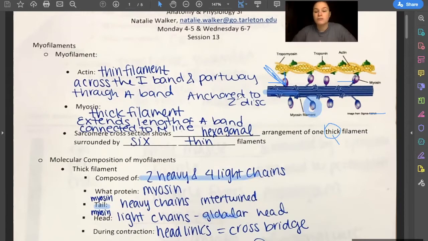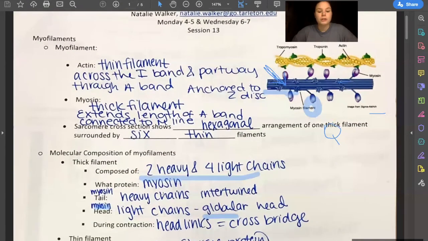You might need to know that it's two heavy and four light, okay? But I don't think you need to know what is what. But also notice that this does add up to 6. So that helps you remember that this is the thick filament, which is also myosin, okay?